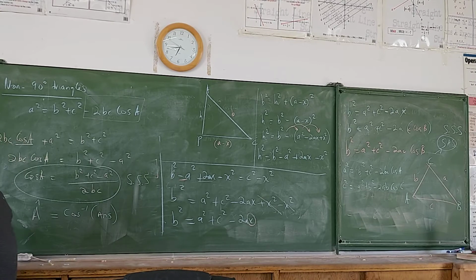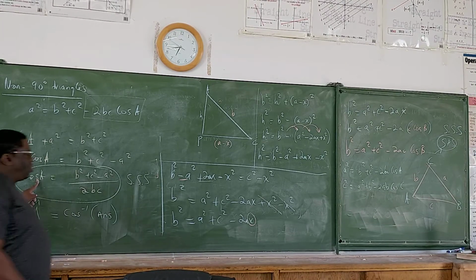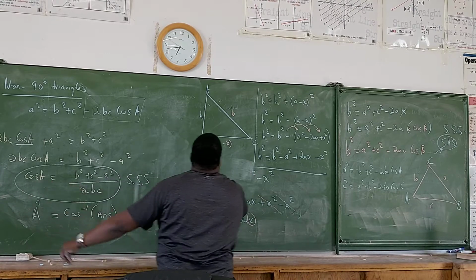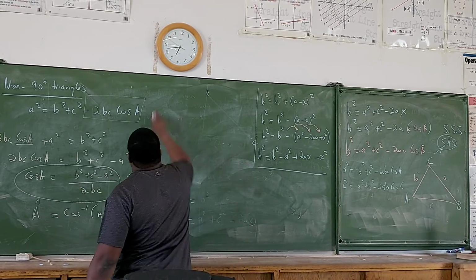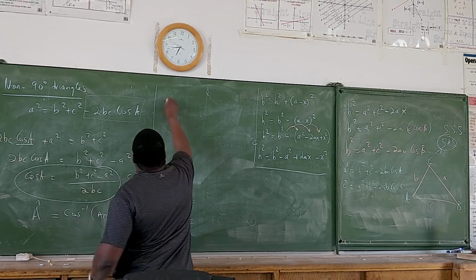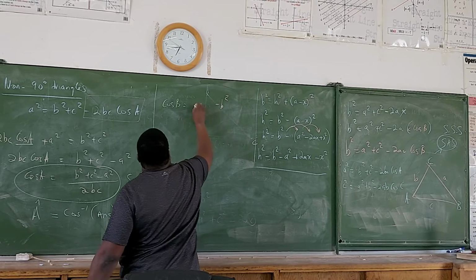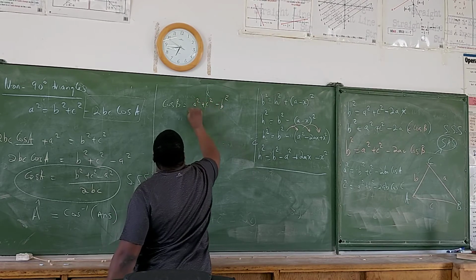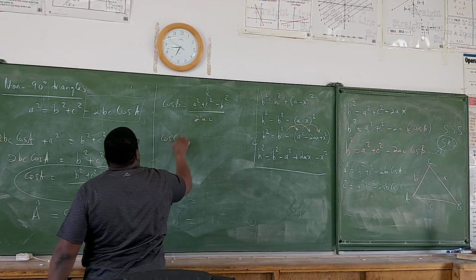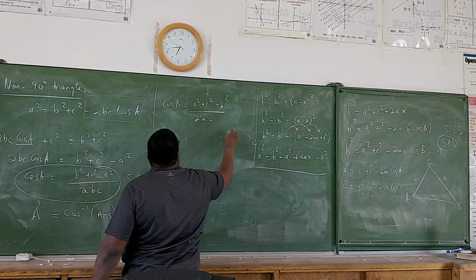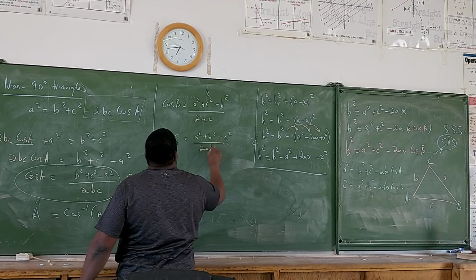Is that okay? So if this is the scenario for cos A, I can also write the scenario for cos B. You get it? Cos B is going to be, the b squared will be subtracted, so a squared plus c squared over 2ac. Cos C will be, the c squared will be subtracted, a squared plus b squared over 2ab. There you go.